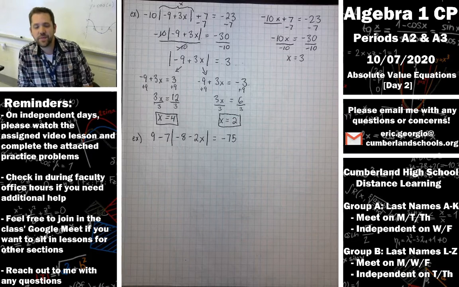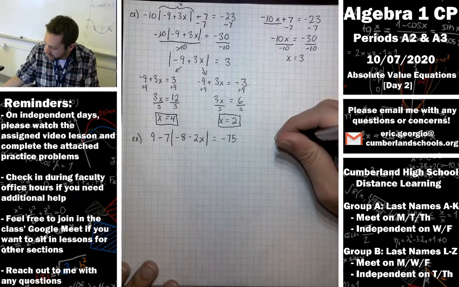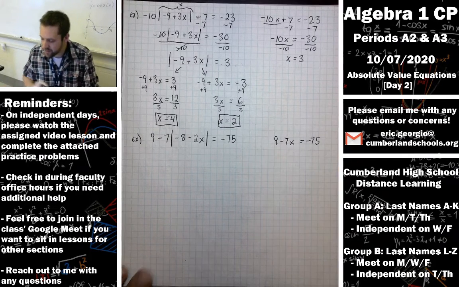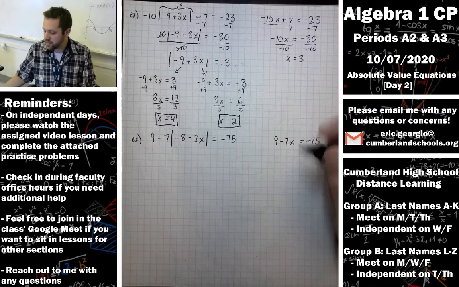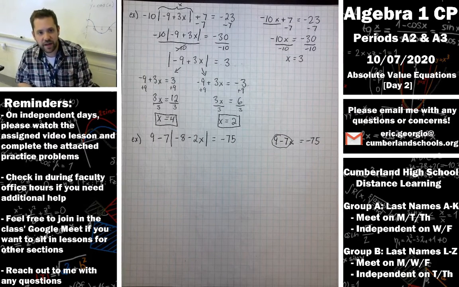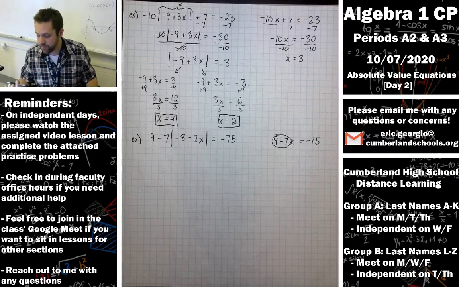This is a super common student mistake that I want to point out. It's just like if I had a problem like this, right, to compare it to that two-step equation. A lot of students would be tempted to say, ooh, 9 minus 7 is 2. And so can I just write that as 2x? No, no, no. Very, very bad. Please do not do that.